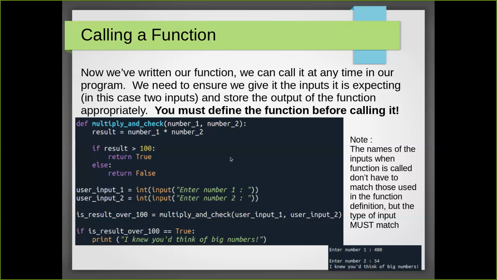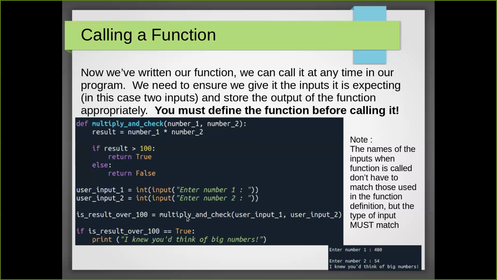Dan, hello, it's Richard here. You could discard the is result over 100 variable and just put the function into the if statement, couldn't you? Yes, you could. If multiply and check, open bracket, user input, you want it to equal true, then yes. So you don't have to use that variable. No, absolutely not.